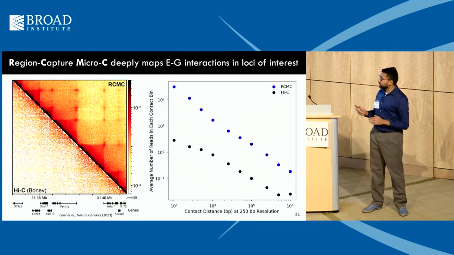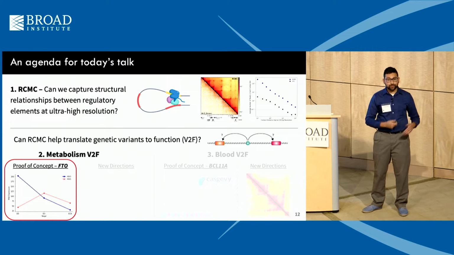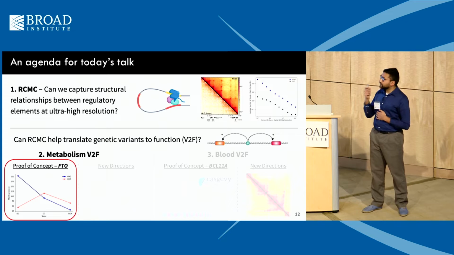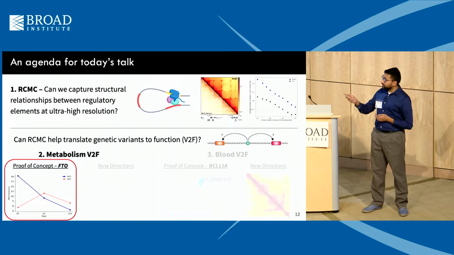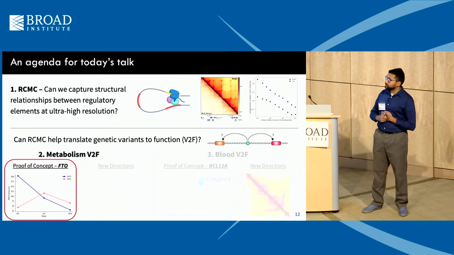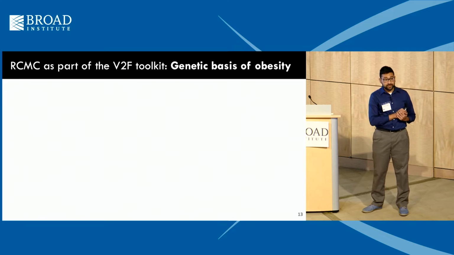And so I've given you a little bit of background on RCMC, but this is a V2F symposium. We care strongly about how we can create a linkage between genetic variants and structural variants. And so I'm going to dive into the first part of my 2 stories on this front, looking first at a project where we're looking at the genetic basis of obesity.